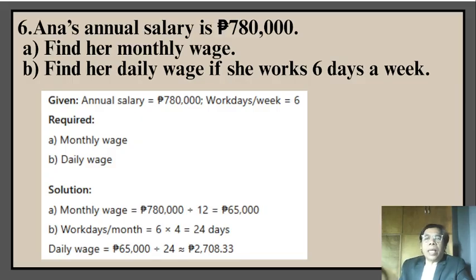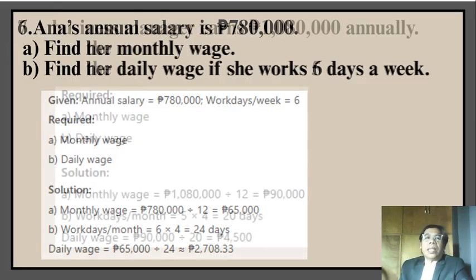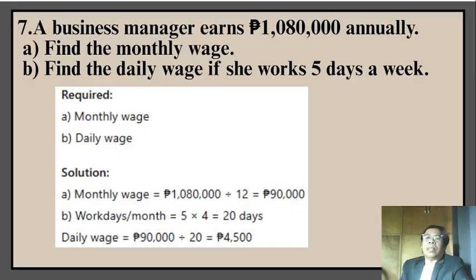And then the work days per month is 6 times 4 equal to 24 days. So the daily wage is 65,000 divided by 24. It's equivalent to 2,708 pesos and 33 centavos. Number 7. A business manager earns 1,080,000 annually. Find the monthly wage. Letter B, find the daily wage if she works 5 days a week.